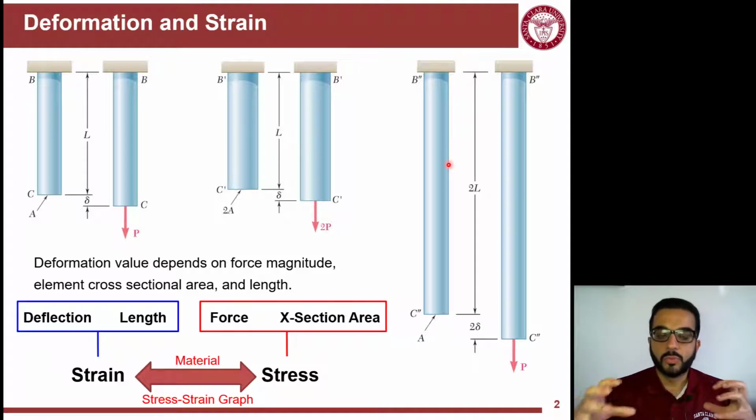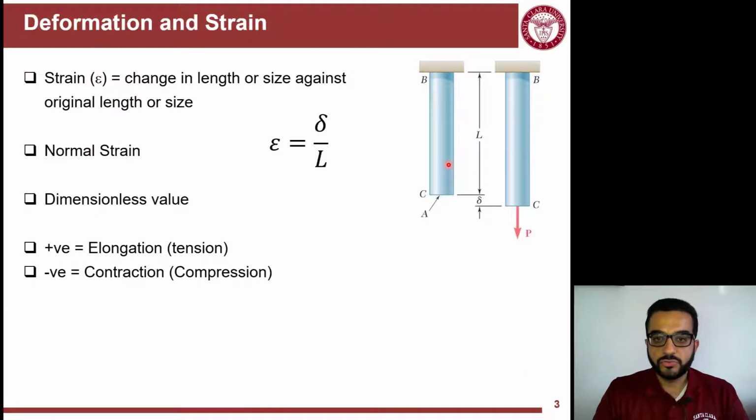So when we study materials, we're not really dealing with absolute force or absolute elongation. We're dealing with stress and strain. Strain is the change in the length against the original length. So the strain, epsilon, is the ratio between delta, the elongation or the change in the length, over the original length.